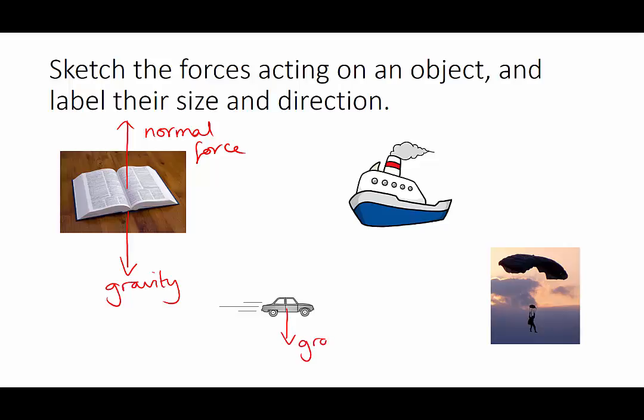Next on this car, again, we have gravity. And we also have a normal force stopping it going down into the road. But we also have some horizontal forces on this car. That's what's enabling it to move. So we have thrust from the engine enabling it to move forwards. And as a result of its forward motion, we also get some resistive forces, which are going to be air resistance and friction.